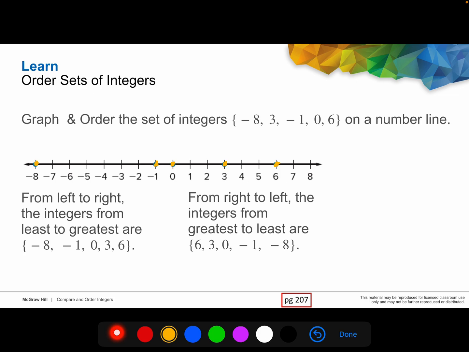So if we are looking at the numbers from left to right, the leftmost is the least, the rightmost is the greatest. You can see from least to greatest, the order is negative 8, negative 1, 0, 3, and 6. And if you want to order it from greatest to smallest, we're going to go from right to left, which is 6, 3, 0, negative 1, negative 8.